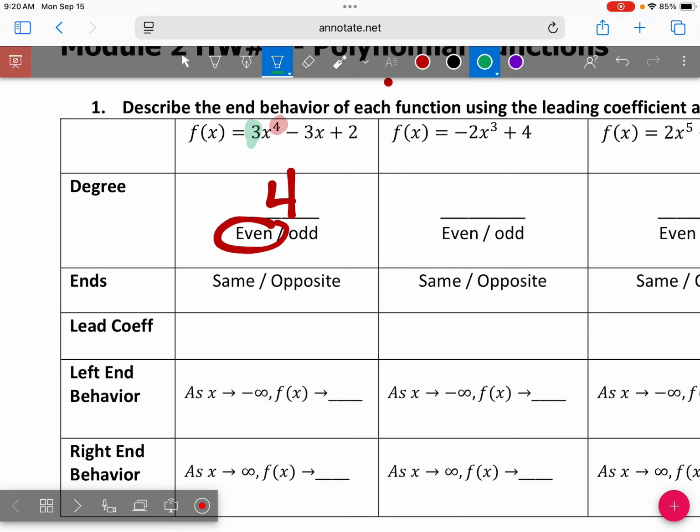Because it's even, what does that tell us about the ends? Is it going to be the same or the opposite? When it's even, what happens on the ends? Does it match each other or is it opposite? It's the same. Okay, so now Mackenzie, what would be my leading coefficient? 3. So what do you think is going to happen on the ends of our graph? Because it's positive and it's the same, that means the left and right side will go up. So it would be positive infinity on both blanks.